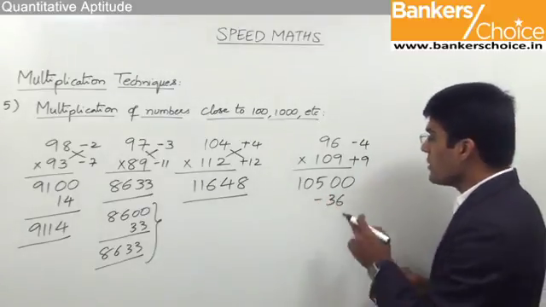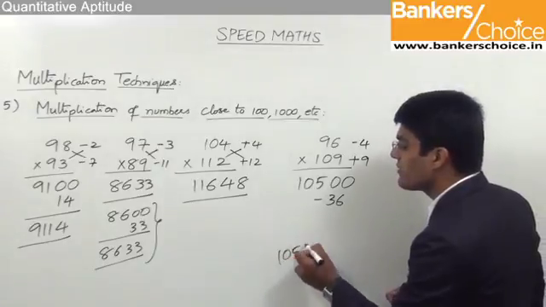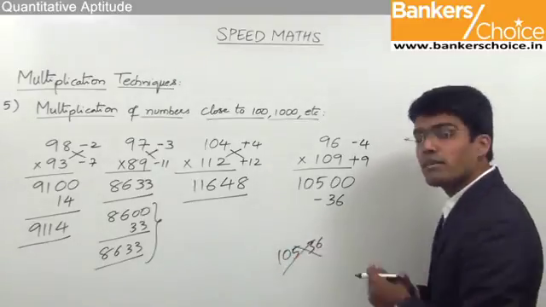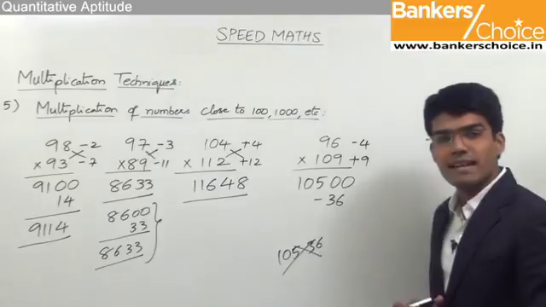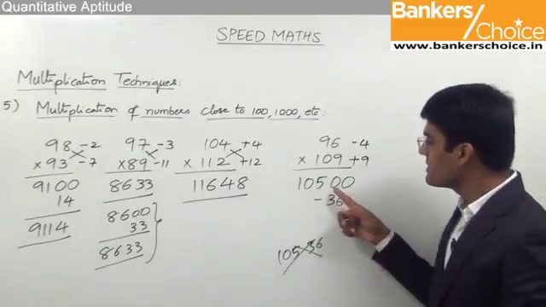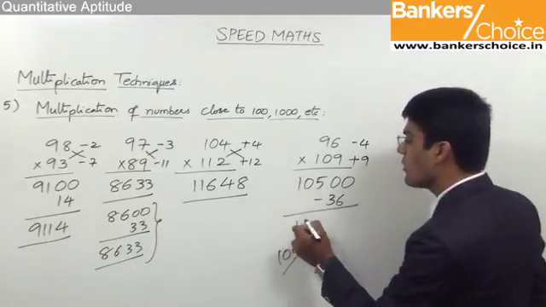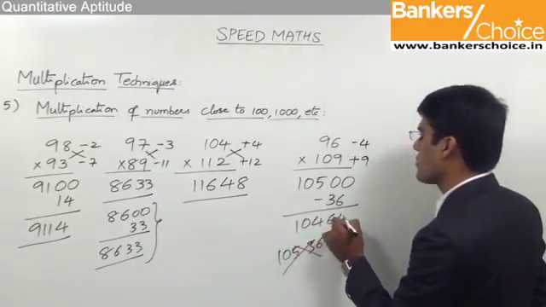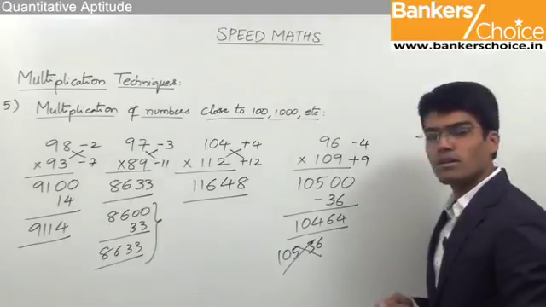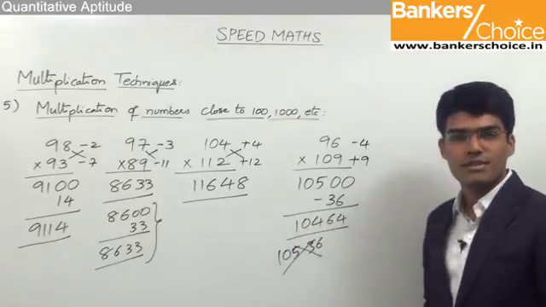So that is the reason, don't take the answer directly as 10536. This is a wrong result. Why? Because the sign here is negative. So from 10500, we need to subtract 36. So when we subtract 36, we get 10464. So the answer for 96 into 109 is 10,464.